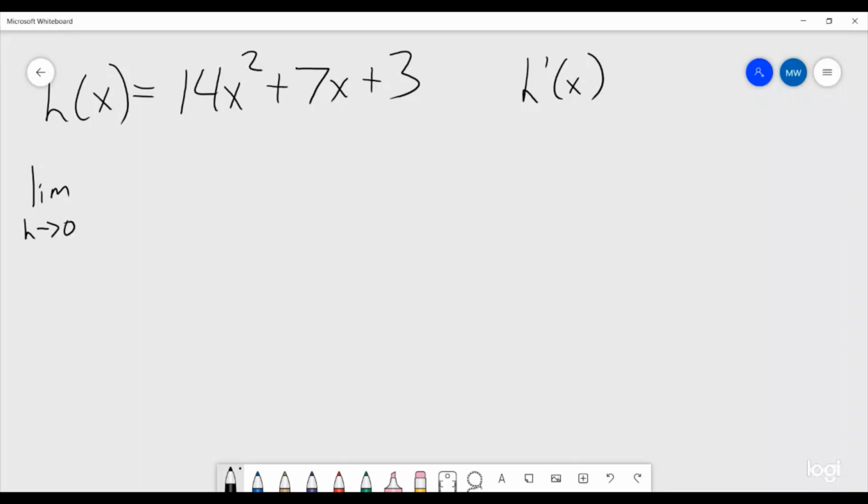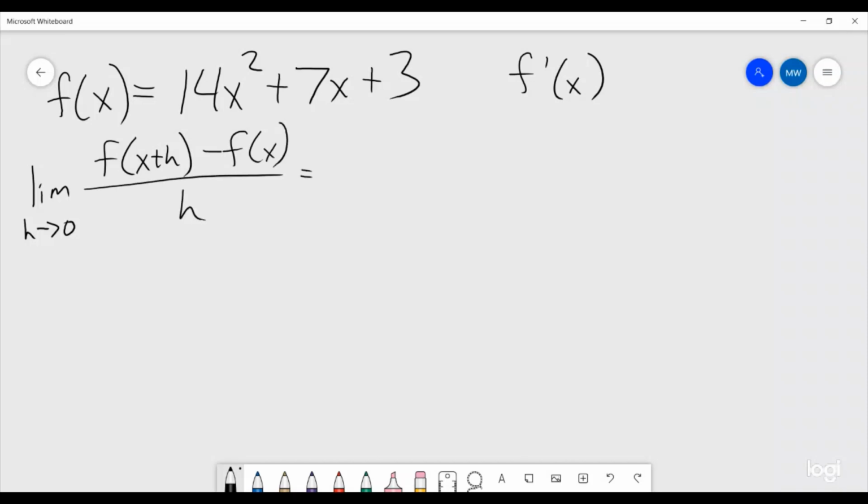h goes to 0. Oh, I just realized that last one might have been a bit confusing because h was both the function and what we were sending things going to 0 to. So I apologize. Let's fix that by changing our function to f. So f of x and f prime of x. So it's the limit as h goes to 0 of f of x plus h minus f of x all over h. So this will be the limit as h goes to 0 of f of x plus h.